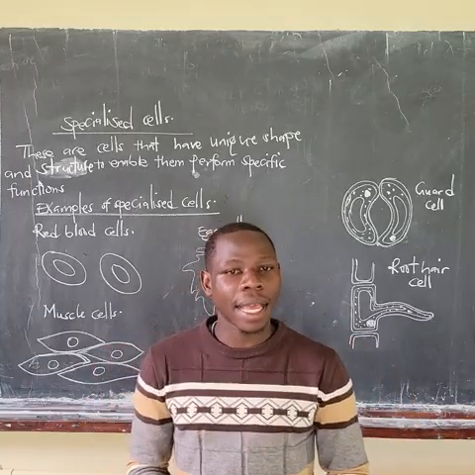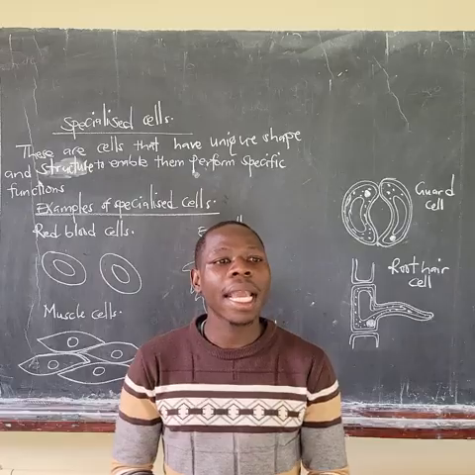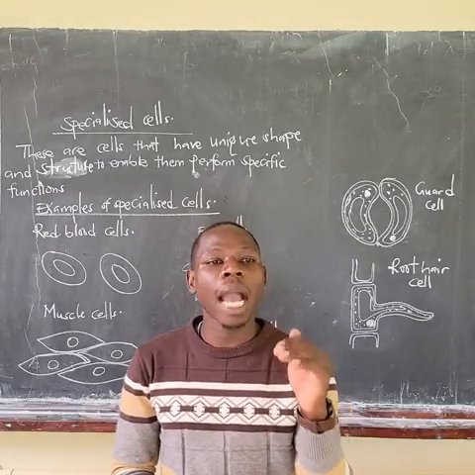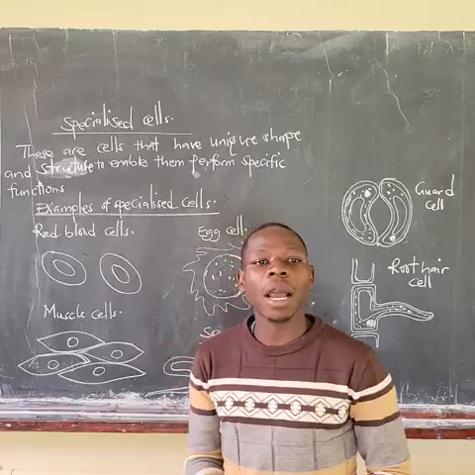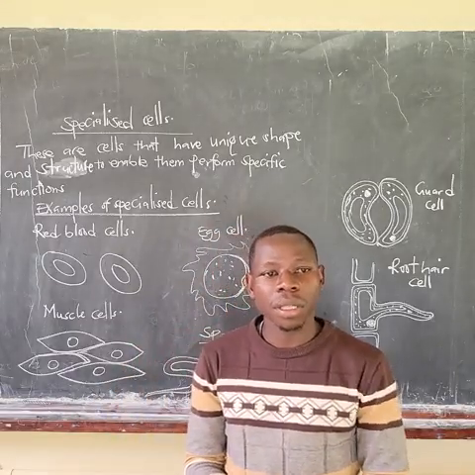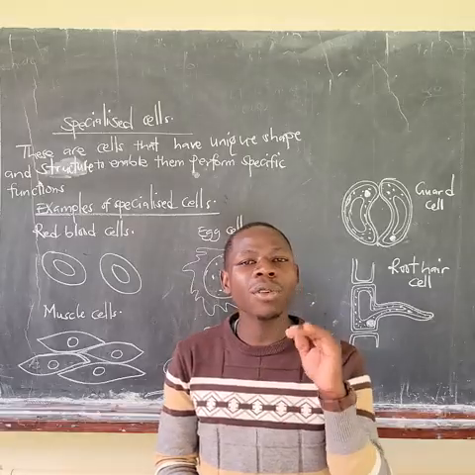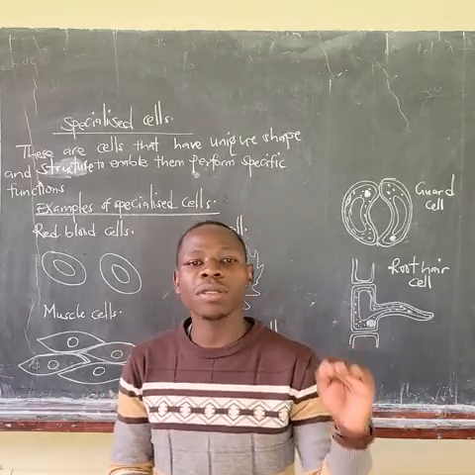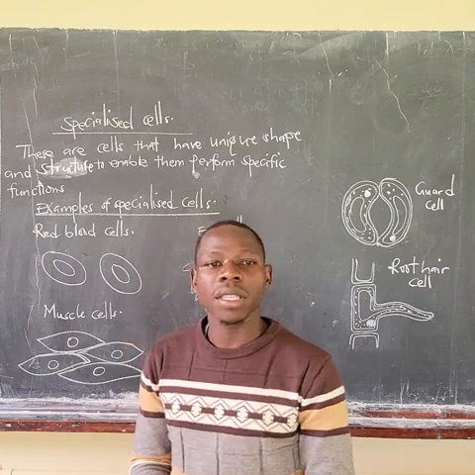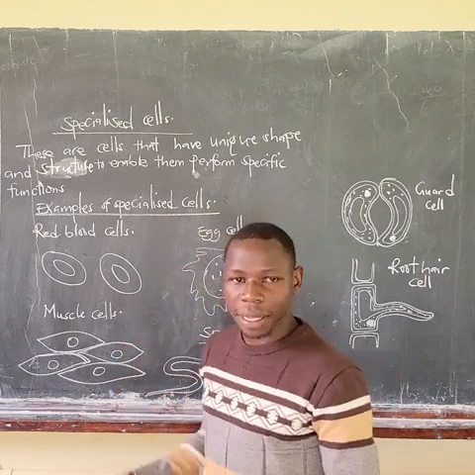They don't look alike, but they have some parts which are common to all of them, and that's why we say these are animal cells and these are plant cells. Though they have some unique features that distinguish one cell from the other, they are all animal cells or they are all plant cells. And it's what we are going to look at.